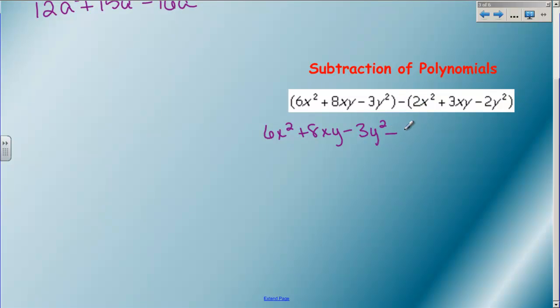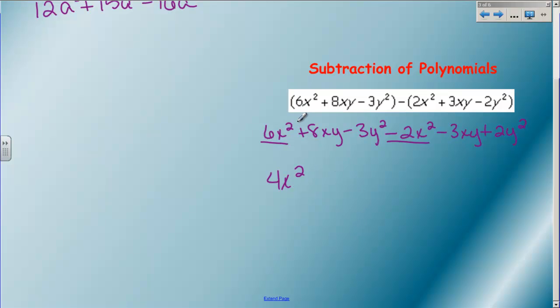So I have negative 2x squared. Negative times a positive is a negative 3xy. And this negative makes a plus 2y squared. So all I did was distribute this negative to everything in here. This way, the subtraction has taken care of itself, and I can just take care of my like terms. So my first set of like terms, I have 6x squared minus 2x squared. Well, 6 minus 2 is 4, so that's 4x squared.